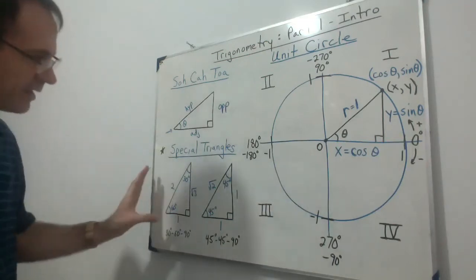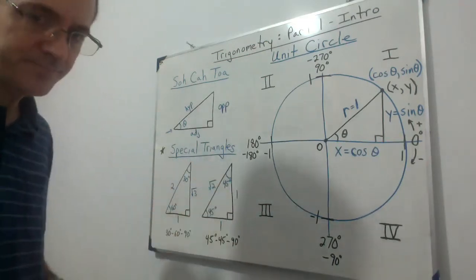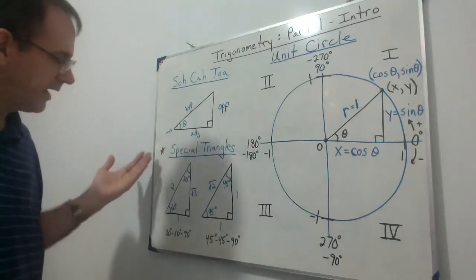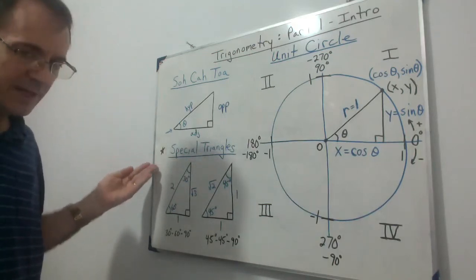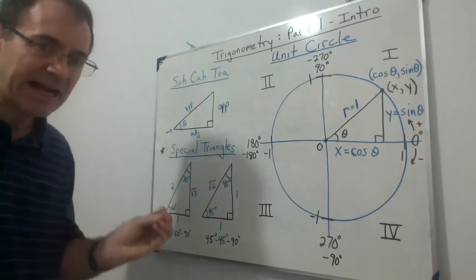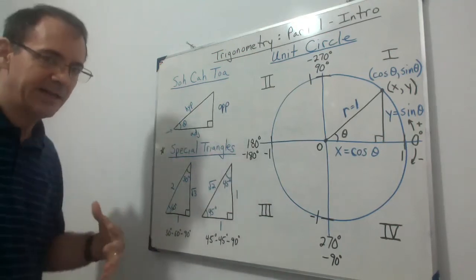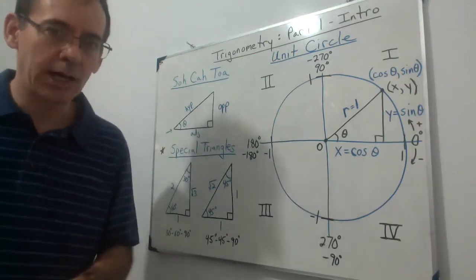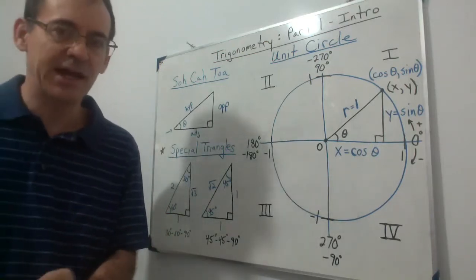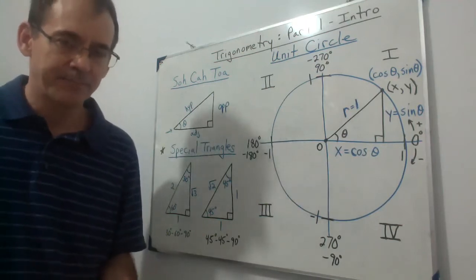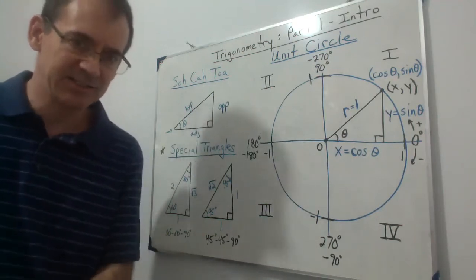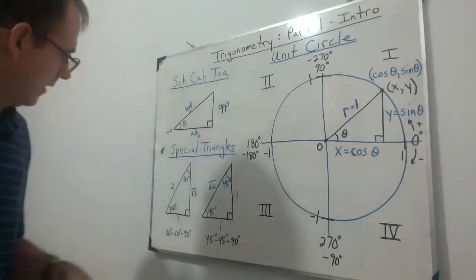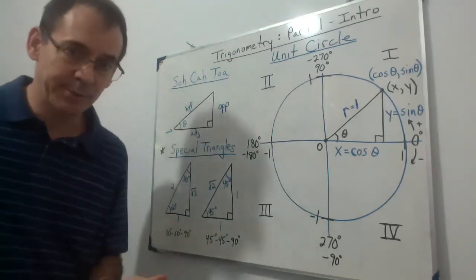Now, another thing that you should have also learned are special triangles. Sometimes a textbook will ask you for exact values, and anytime it's asking for exact values, it does not want decimals. Decimals are not exact. They are the least exact mathematical representation, especially the ones that don't terminate.